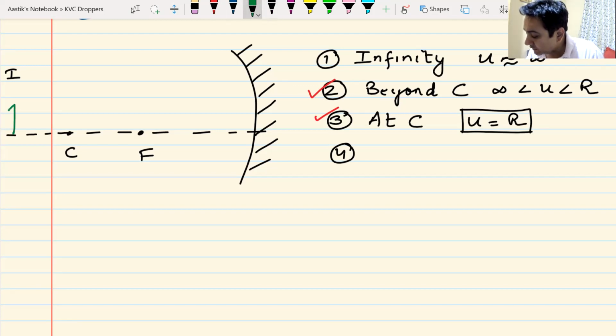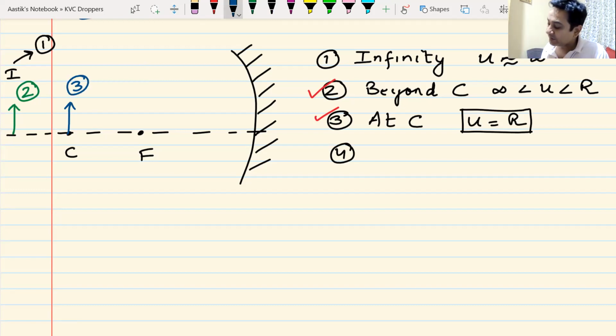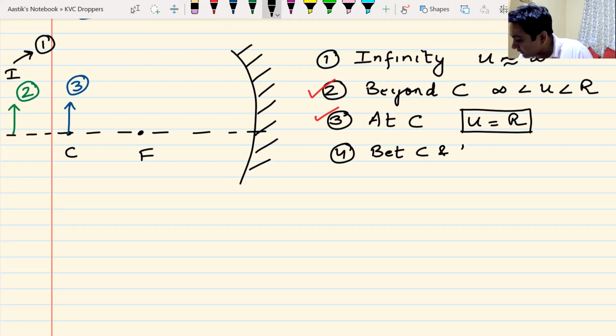Case number two is where the object is placed beyond C. Object is placed at infinity. This is my case number one. Case number three is where I have the object placed at the center of curvature. I come to case number four, and in case number four, object is placed between where and where? Between C and F, between the center of curvature and the focus. That means R would be less than U and U would be greater than F.